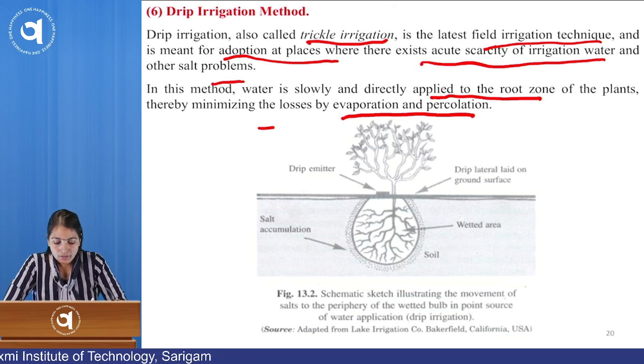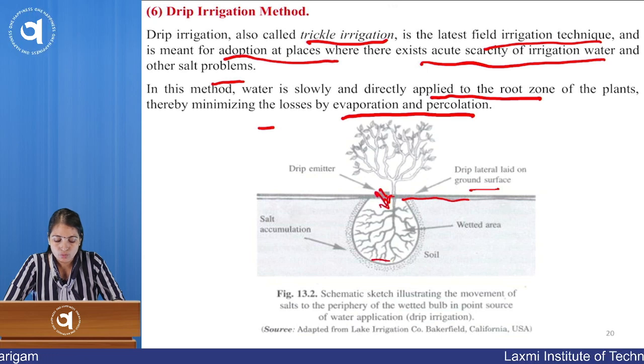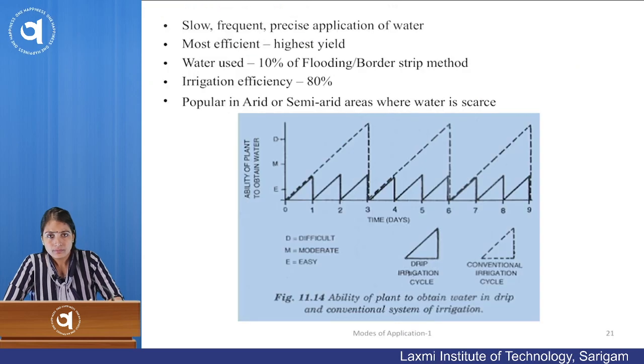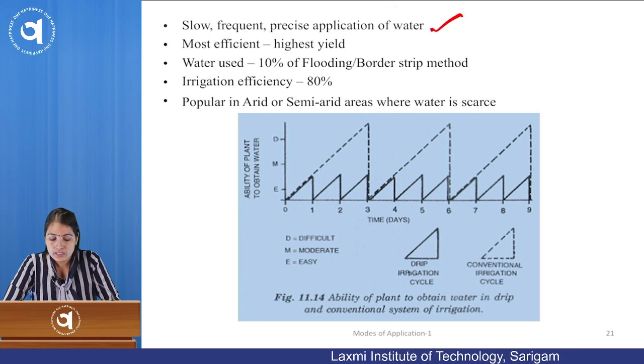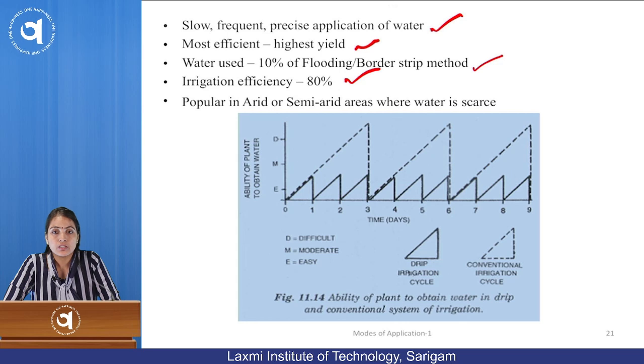You can see over the drip, this is the water, this is the drip emitter. So you are dropping the water through the pipe. This drip lateral is laid on the ground surface, this is the drip laterals, through this water is supplied, and it drops this water to the root zone of the plant. So salt accumulation is done over this area, and this is the wetted area, and we can have a good crop using this method. So this is slow, frequent and precise application of water. This is the most efficient, with very high efficiency and highest yield, and water use is 10% of flooding and border strip methods. Irrigation efficiency is 80%, and this is very popular in arid or semi-arid areas where water is very scarce.